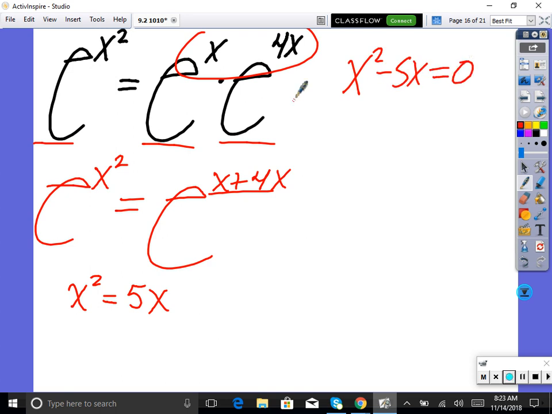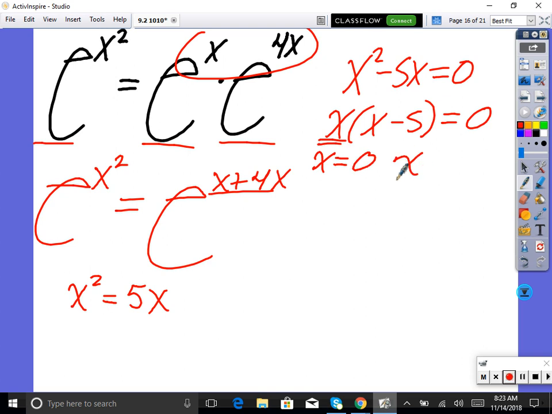We wouldn't do a times c in this one. What would we factor out? x, so then left is x minus 5. So we have 2 solutions. x equals 0 and x equals 5. There's our 2 solutions that would make it a true statement. All right, doing good.